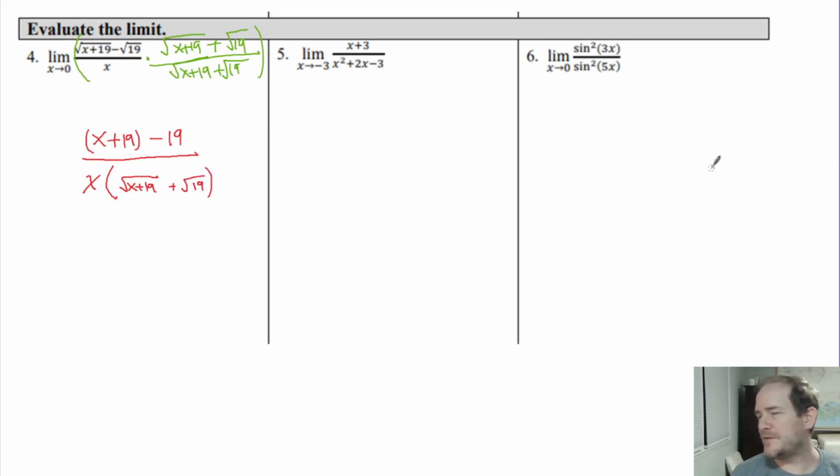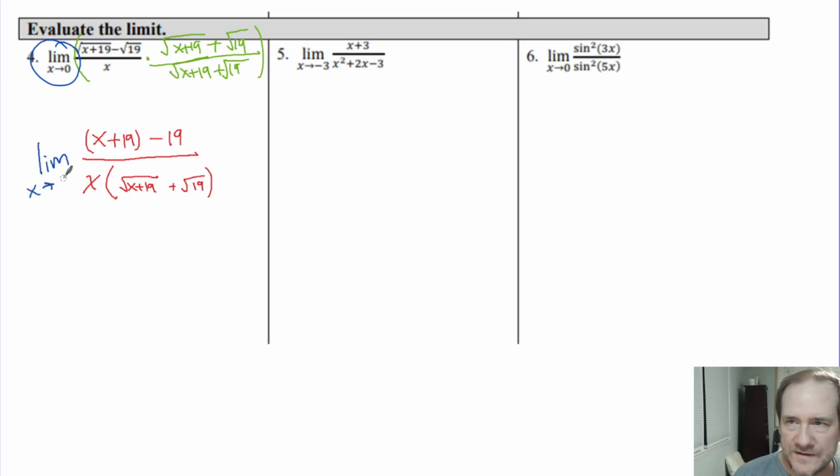Okay, and please, please, please don't forget, this is still a limit. You must actually write limit in front of this. You can't save time by leaving it out. You're going to lose points if you leave it out, so put it there.